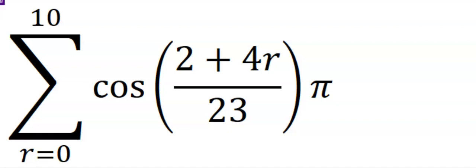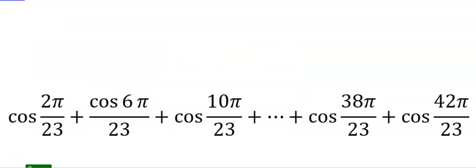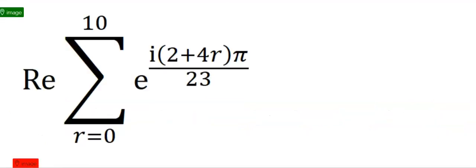And so here we are evaluating the sum shown, cos of (2 plus 4r) times pi over 23, from r equals 0 to 10, which of course is the same as this sum here, where we're going from cos 2 pi by 23 to cos 42 pi by 23. And so that has to be the same as the real part of this sum here, which is a geometric progression.